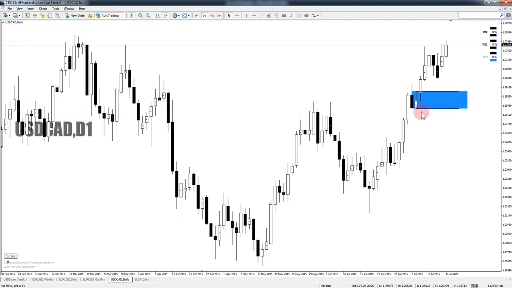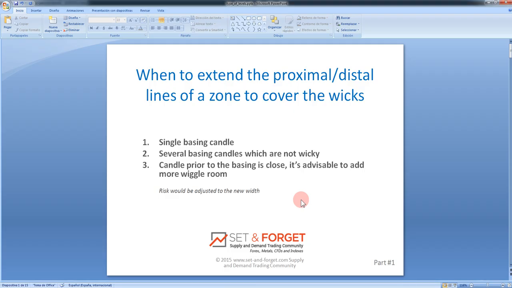You just adjust the risk, and also because Forex is unregulated and every broker has a different price feed. Here, this is how it looks on the MetaTrader platform of my broker, but on FXCM or IC Markets or FX Pro, it could look different. So it is good to add some more padding to both sides of the distal and proximal lines because of that.